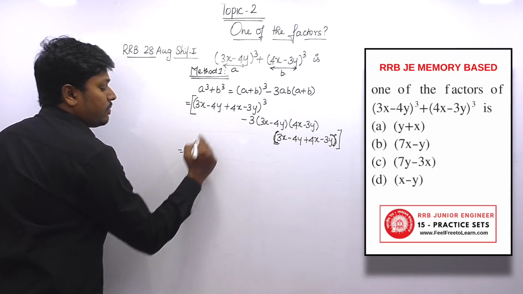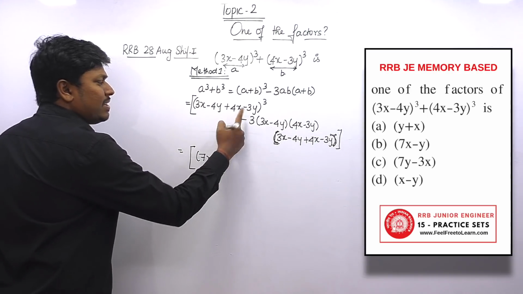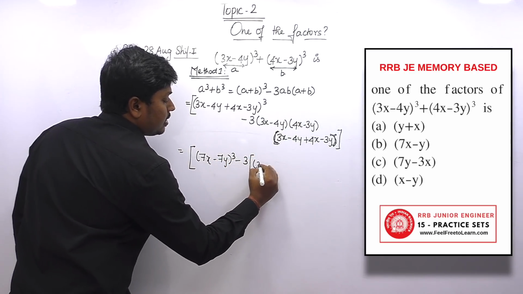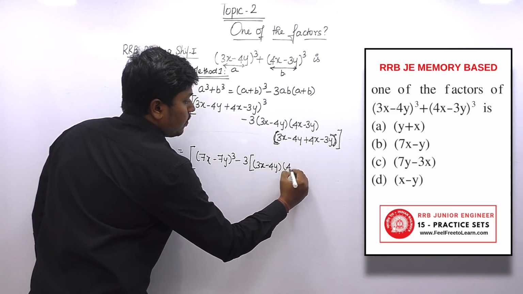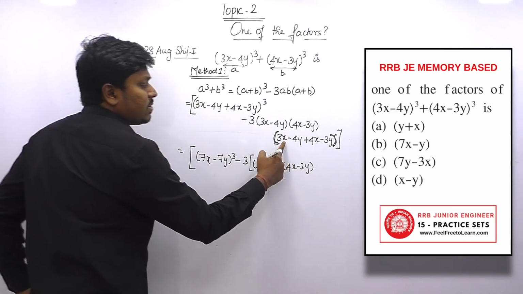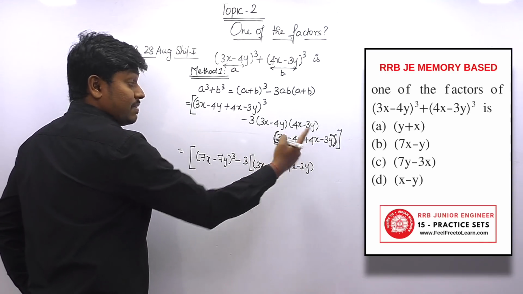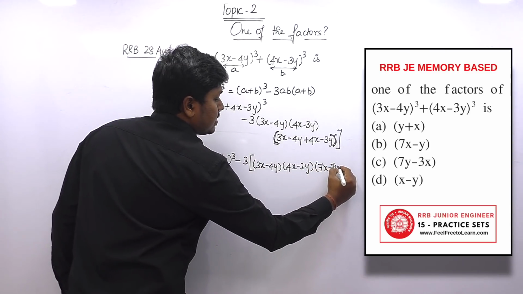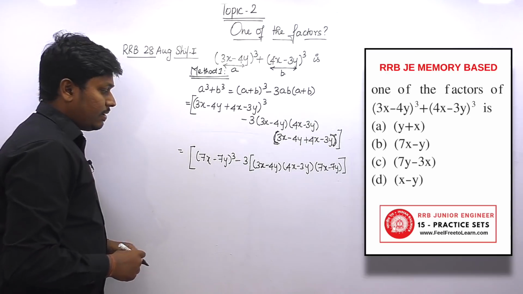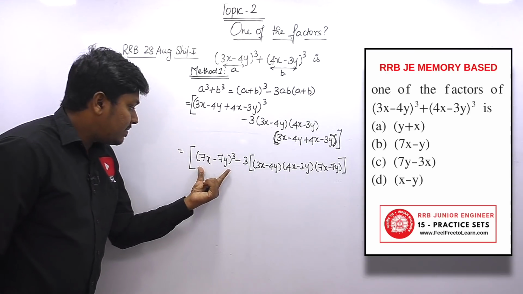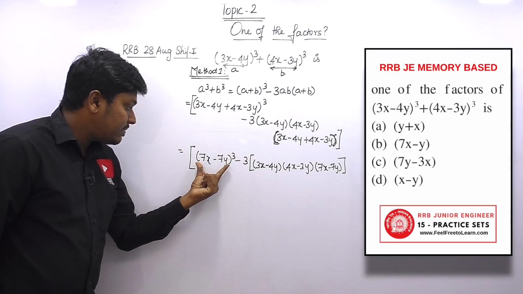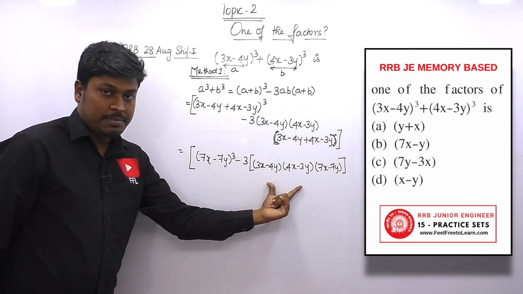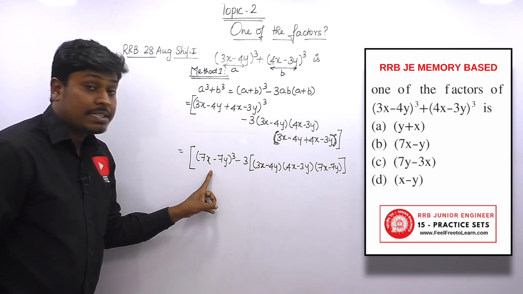So listen here, 3x and 4x will be 7x, and minus 4y, minus 3y will be minus 7y, the whole cube. So minus 3 into 3x minus 4y, 4x minus 3y. So we can similarly solve this. 3x and 4x will be 7x, minus 4y, minus 3y will be minus 7y. So 7x minus 7y. So listen carefully. This complete expression, right? So this will be the first term. In this complete expression, we can say this will be the first term, minus 3 and this will be the second term. In both the terms, we can see 7x minus 7y is common.